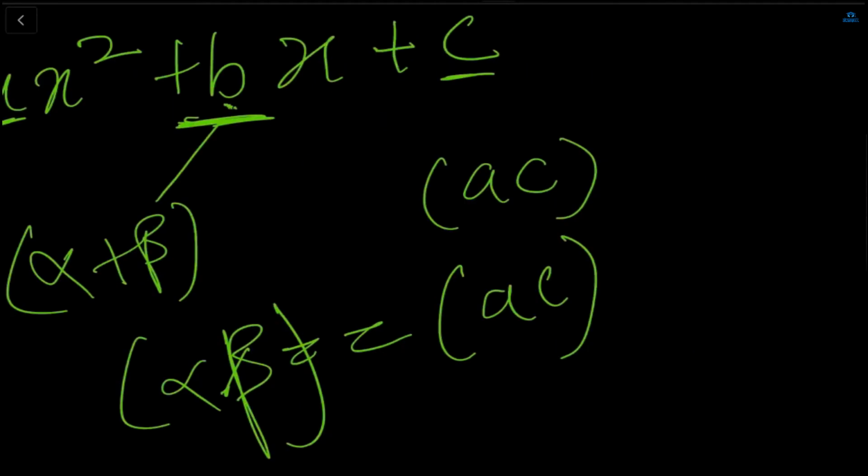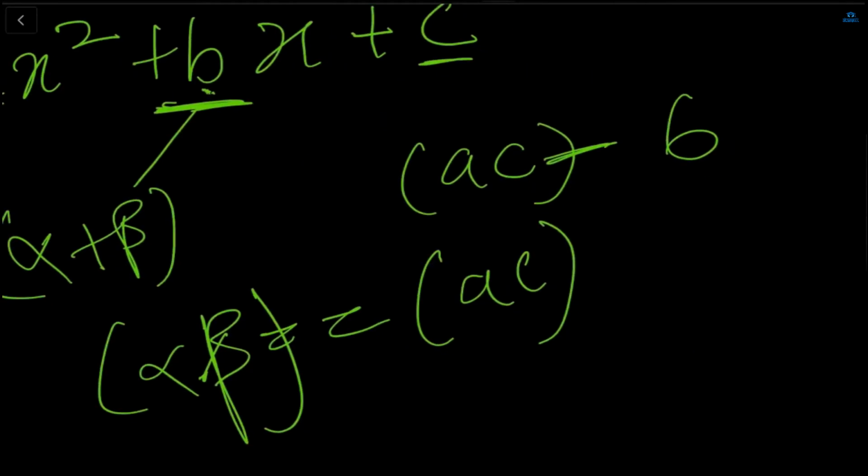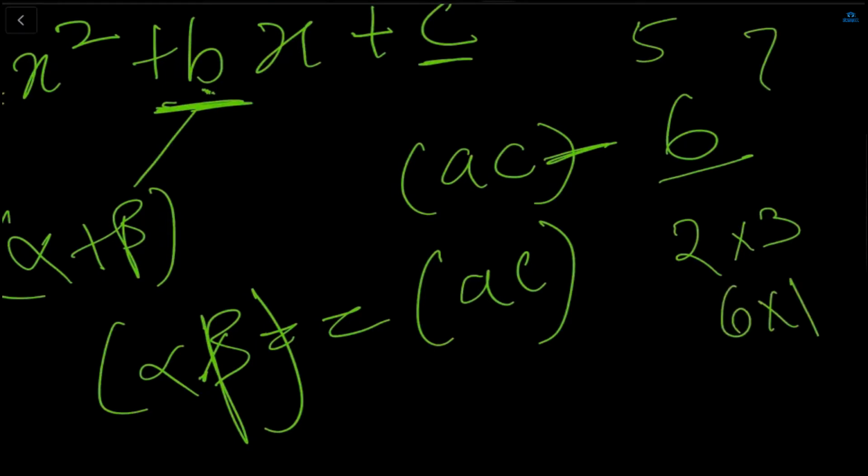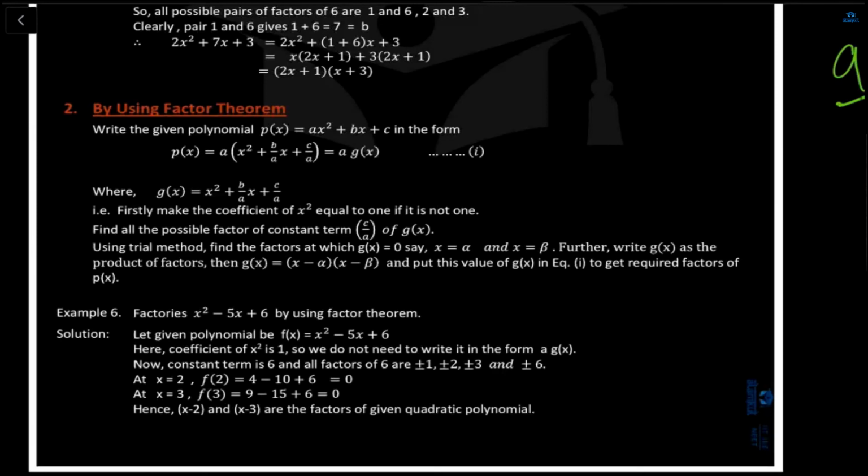Okay, if A multiplied by C is equal to 6, for example, and your B is 5, so you can use 2 and 3. Or if B is 7, so you can use 6 and 1 as factors. Okay, let's see how you are going to do it. Once you do a question, then you will understand better.